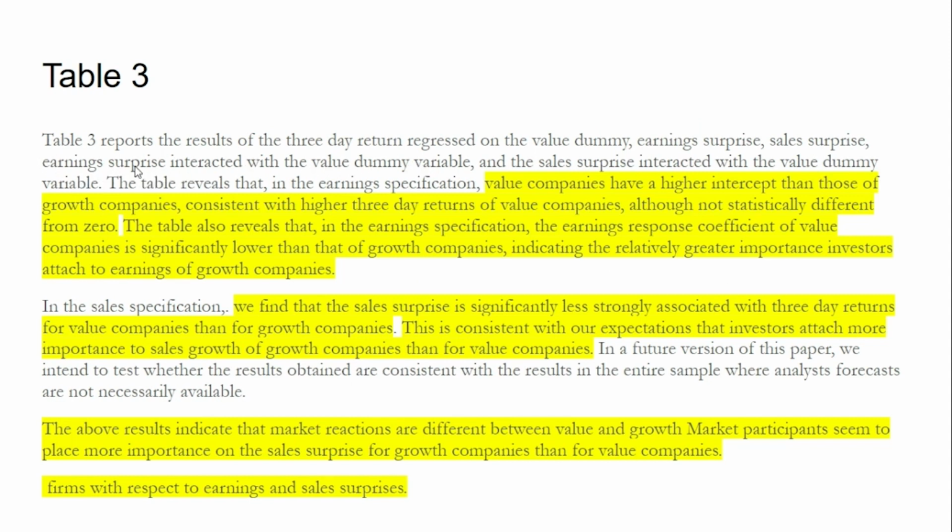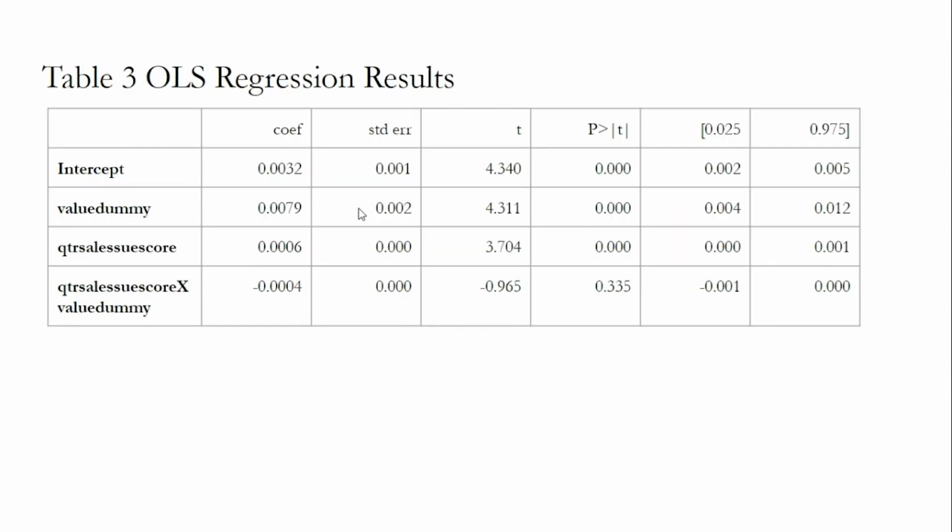So in the first sentence, what we're doing is we're basically introducing what table 3 model 1 is, and what table 3 model 2 is. The table reveals that in the earnings specification, value companies have a higher intercept than those of growth companies, consistent with higher 3-day returns of value companies, although not statistically significantly different from 0. So this means the value companies have a higher intercept. So that means this value dummy is 0.0079 if it's a value firm versus an intercept of 0.0032 if it's a growth firm.